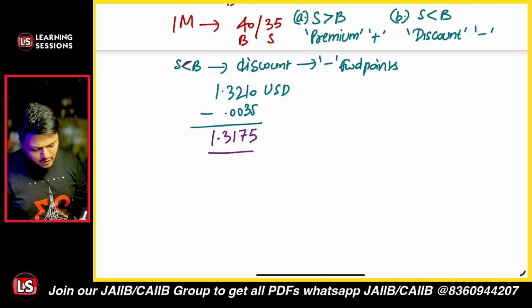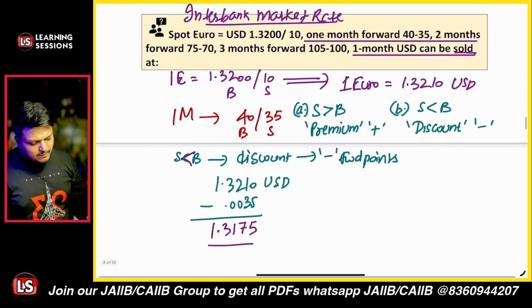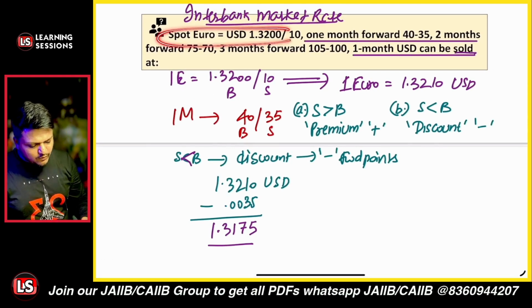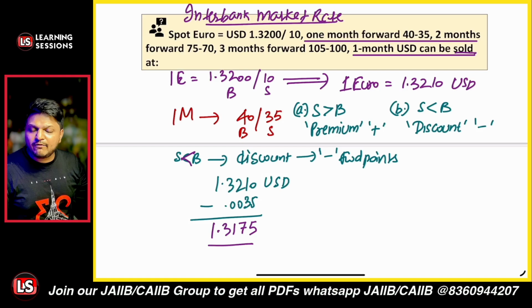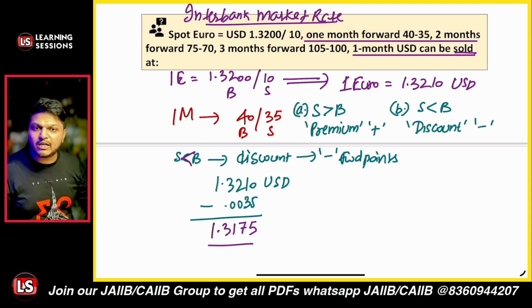Is that clear? How we basically solved it? So first of all, we will be writing the spot rate. We wrote the spot rate over here, and we were provided with the 1 month forward, 2 month forward, and 3 month forward. But we were to calculate the 1 month USD selling point. So we'll be looking for the 1 month forward points only. We just wrote it here, right? And I just told you the scenario.